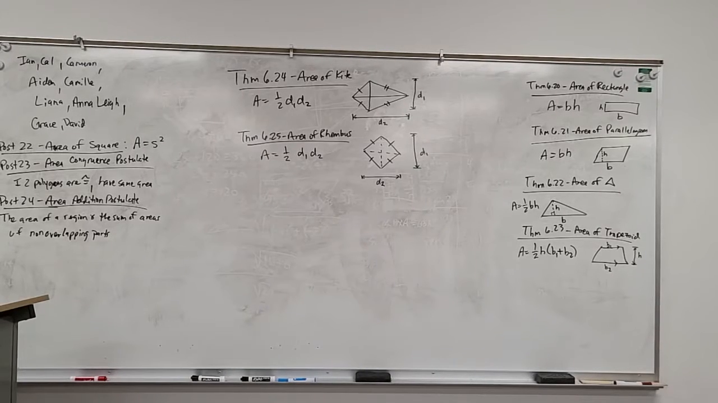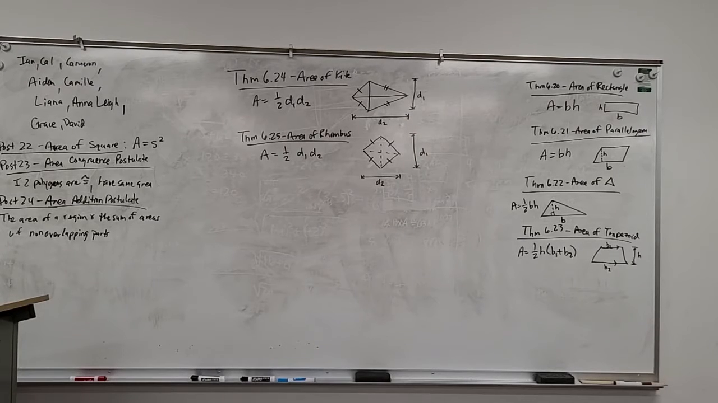Yes? So if we were to use these in a proof, would we have to say theorem 6.20? You can just say area of kite or area of a rhombus, something like that would be fine. Okay? Who we got? Who is it? All right. Any questions? Anybody?